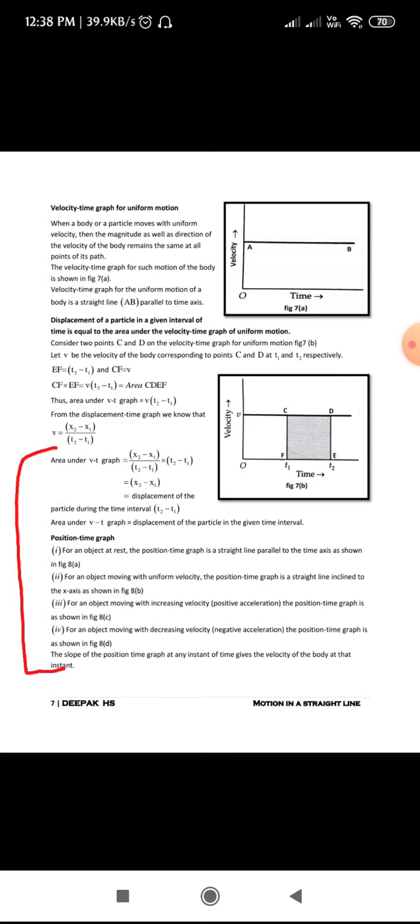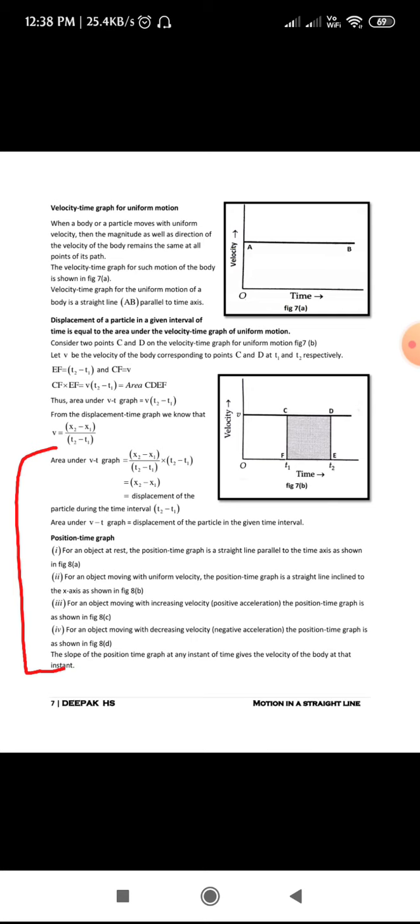I think we have just 3 minutes left. Let me complete this velocity time graph. So see here, this is a velocity time graph. You can see we have taken the velocity on the y axis, whereas the time is on the x axis. Let us see what is the importance of this velocity time graph. It says that when a body or a particle moves with uniform velocity, then the magnitude as well as the direction of the velocity of the body remains the same at all points of its path. So the velocity time graph for such a motion of the body is shown in the figure.